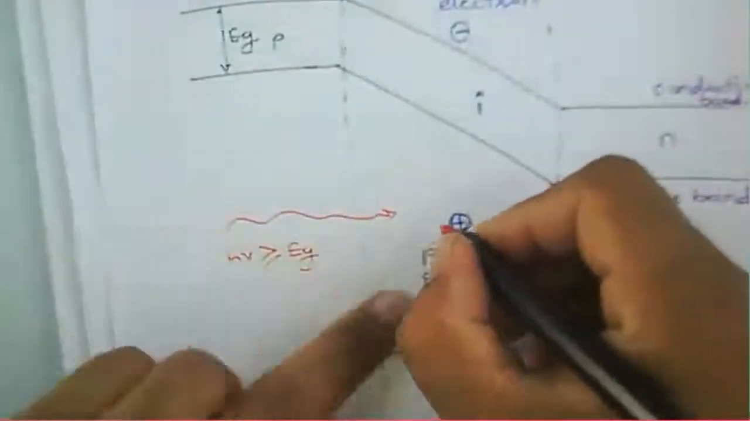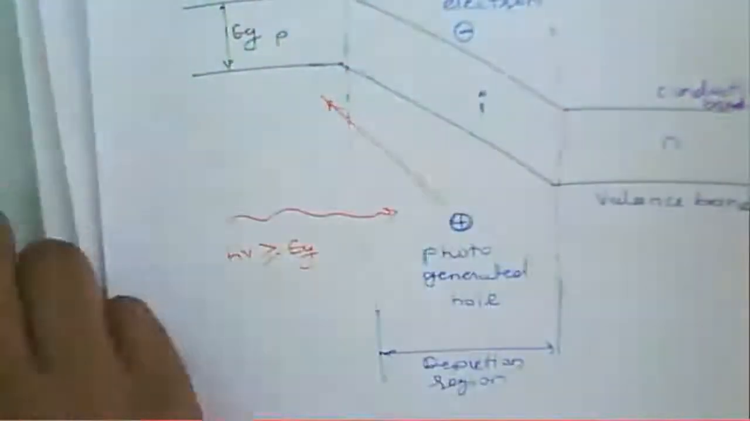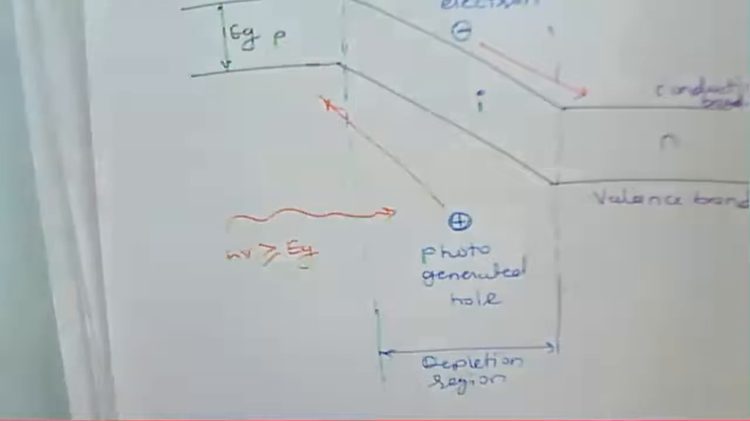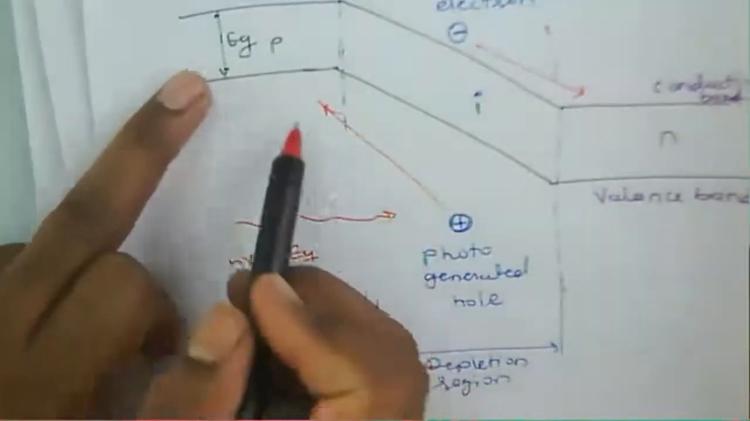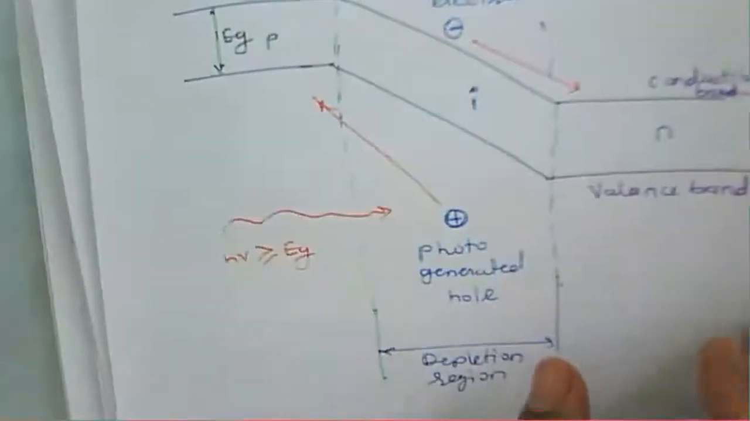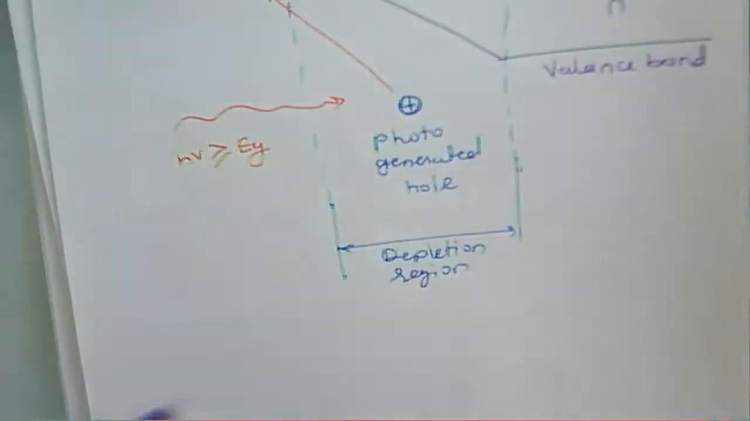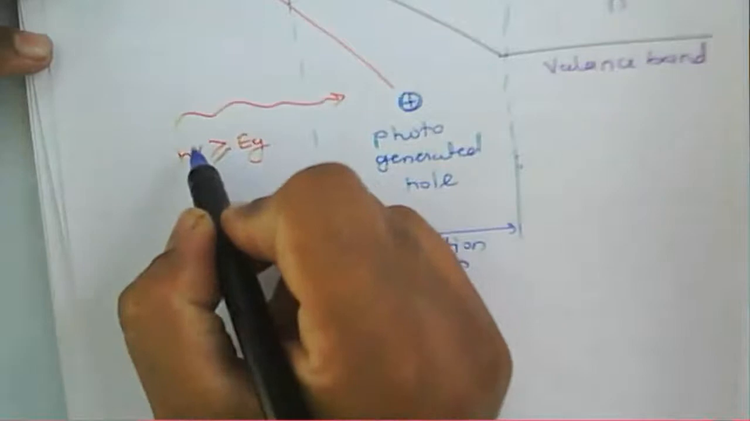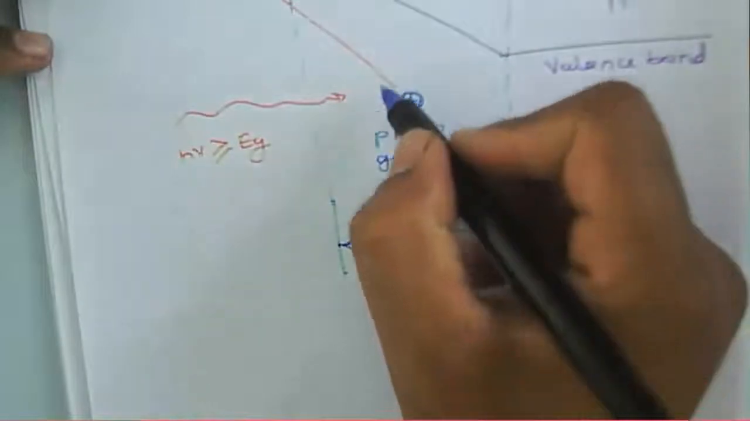Now that photo generated hole, we say it is moving in that direction, and the electron will be moving in that direction. The direction of this photo generated hole is towards P, towards N, connected to the reverse bias there. And whatever the photon of energy is there, according to that, a number of electrons and holes are generated.